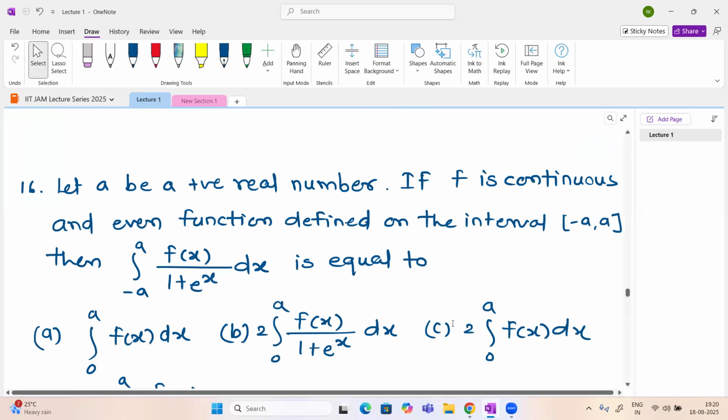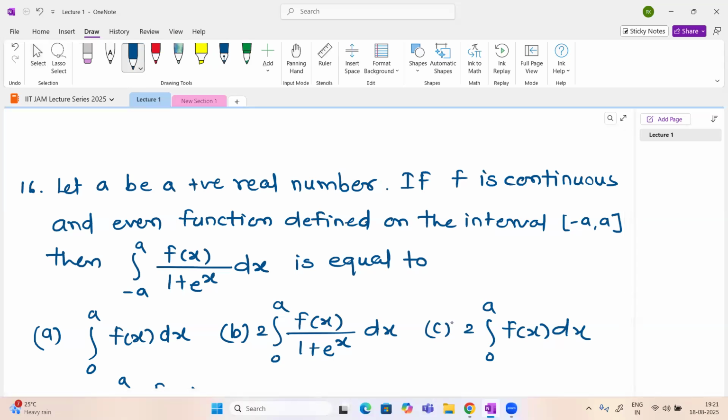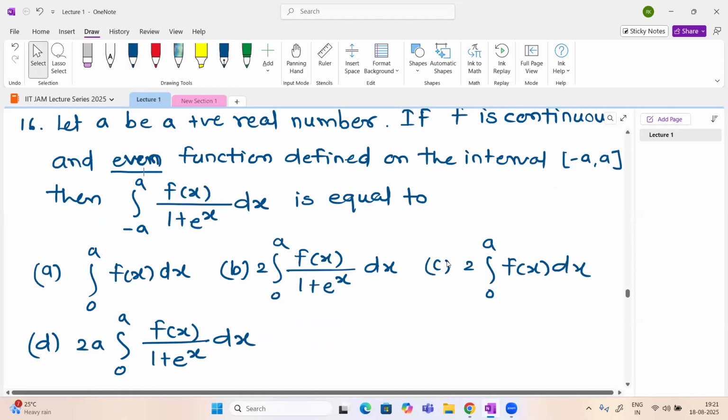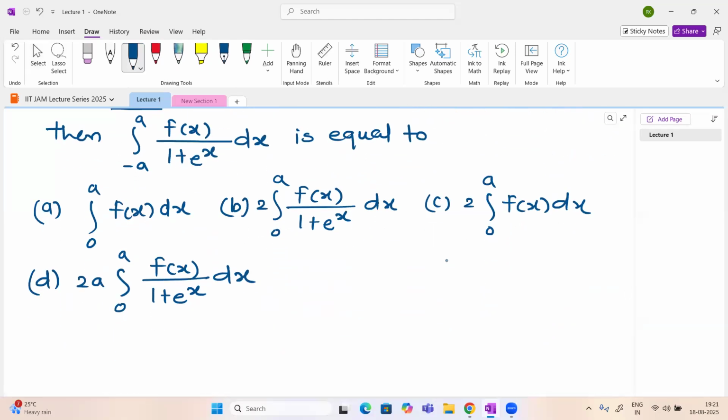See, this is the next problem we have. Let a be a positive real number, and f is a continuous function. So I'm reading what is the given thing. The function is continuous and, most important, it is an even function. You know, when we say the function is even and when we say odd, in previous 2 lectures we have already covered this part. Even function on an interval minus a to a. And they have given an integral and asked what will be the value of that integral. So let me note down the integral first.